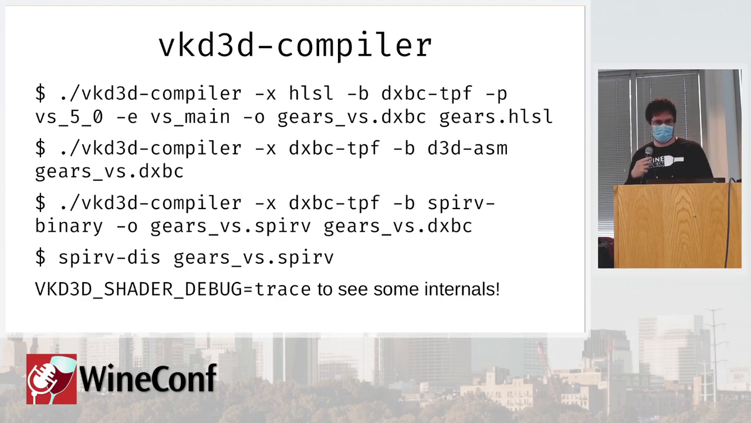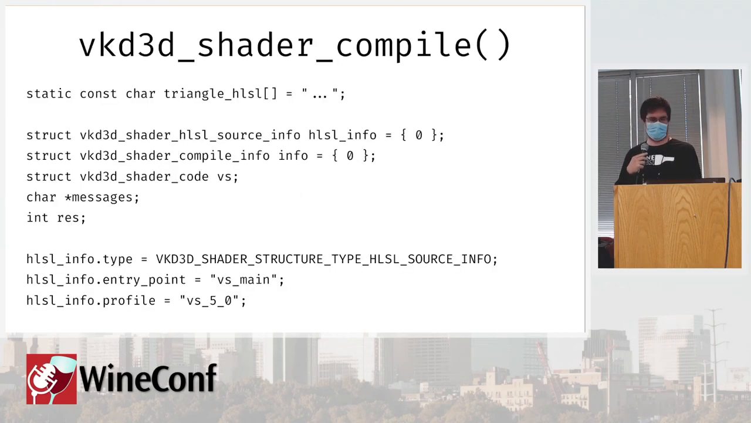If you want to have additional insights of what's happening inside of the compiler, there is the usual environment variable that you can set to have a lot of nice messages in the log. So that was the first way to actually compile shaders. There is another one that you use if you're actually writing a program that wants to compile shaders.